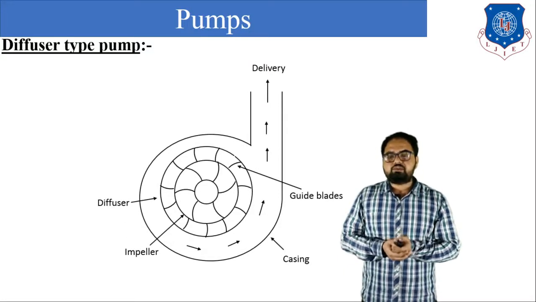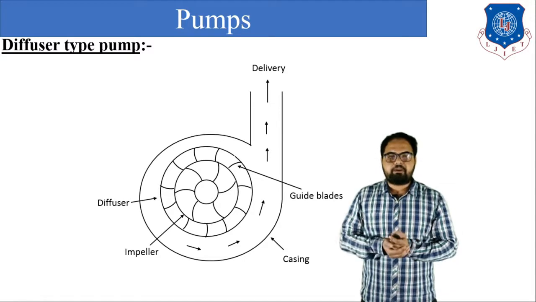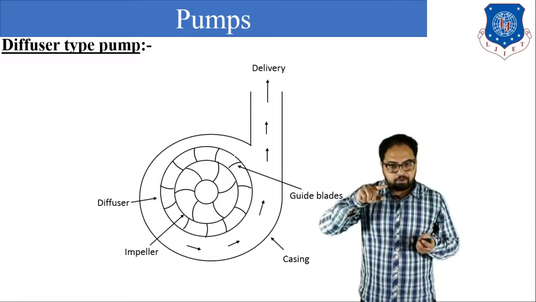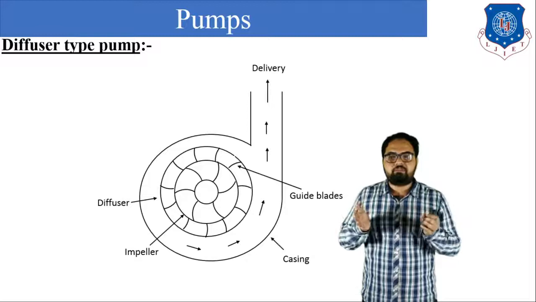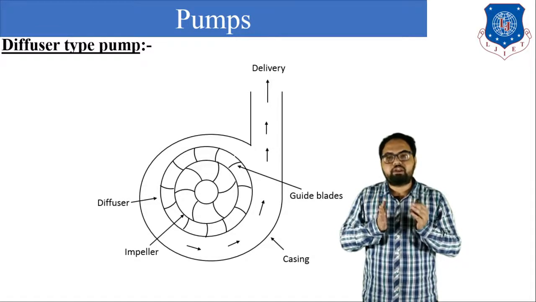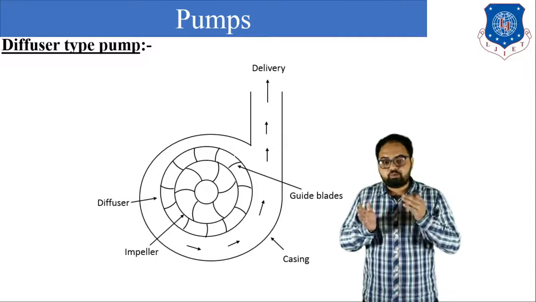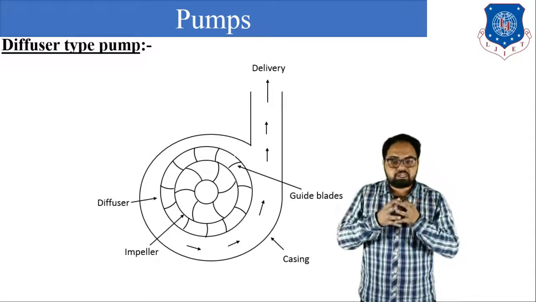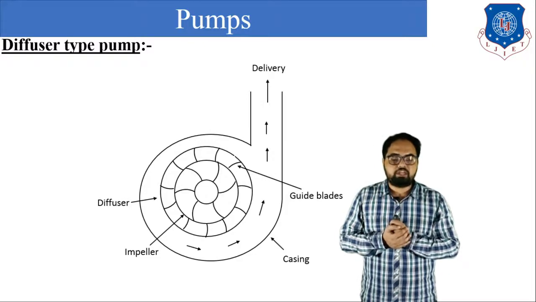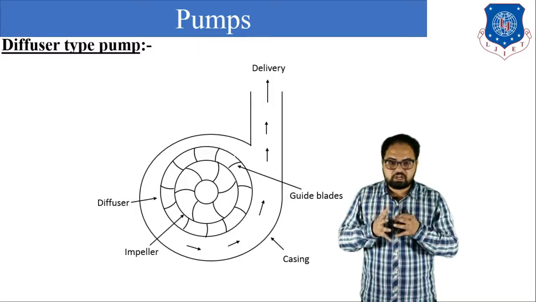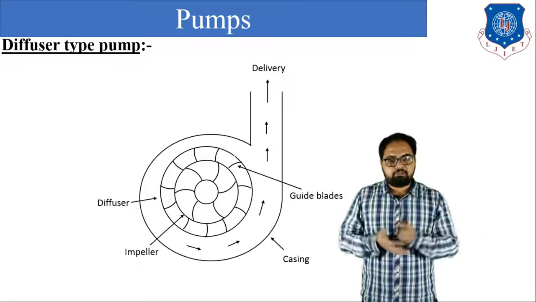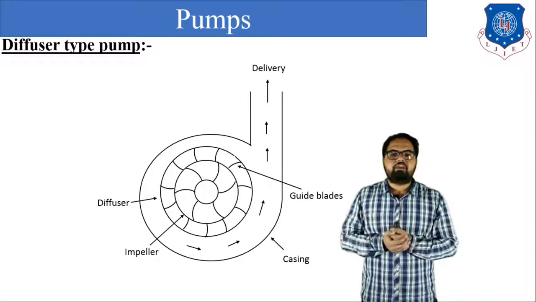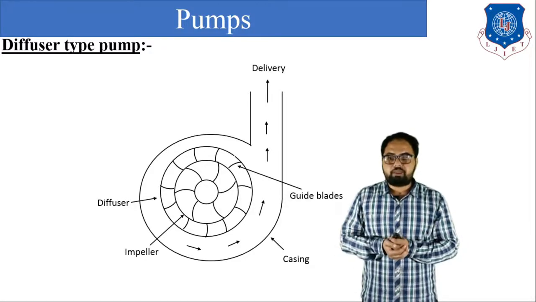The third one is diffuser type pump. In this type of pump, the impeller is surrounded by a number of guide blades. The function of the guide blades is to guide the water which leaves the impeller, and due to that guidance, less frictional resistance is generated between the water molecules. Due to that, less eddy loss is generated, and with high pressure energy, liquid gets discharged. The arrangement of this type of pump is similar to the turbine, so the diffuser type pump is also known as turbine pump.